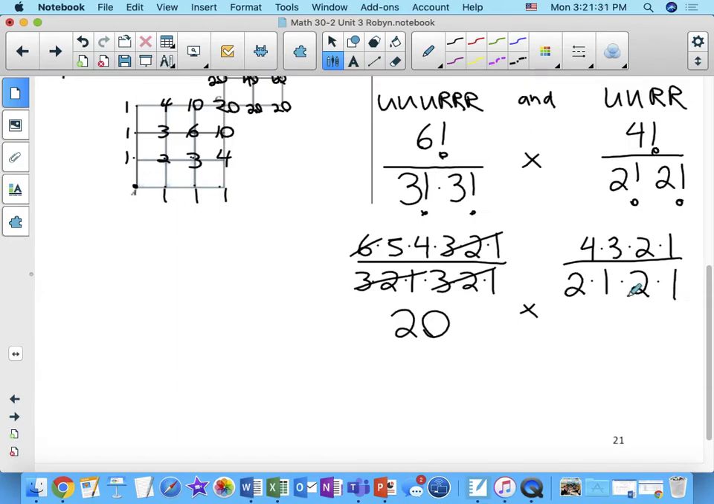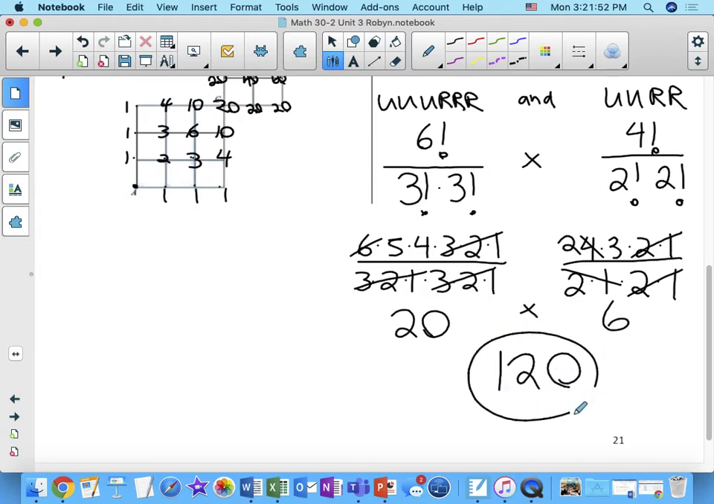So the 2 times 1's cancel. And then this is 2 in the denominator. What's 4 over 2? 2. So that cancels with that, and that becomes a 2. What's 2 times 3? 6. What's 20 times 6? 120. And that's what we got on the other side. And if you don't like to cancel stuff as much as I do, then you can, of course, do this on your calculator.